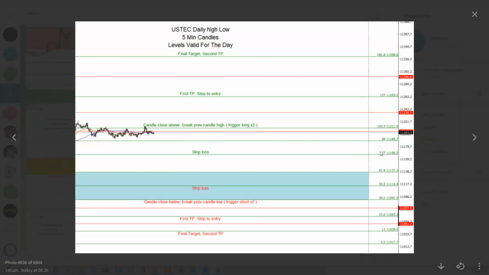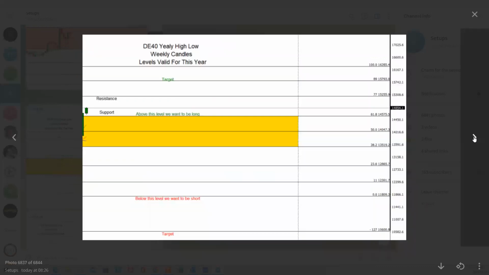On the USD daily high low, currently between levels of 89 and 100. If you look at the moving averages, 21 is slightly above 8. That's indicating trend is down. So with that candle close below 38.2, break previous candle low is completely valid trigger to aim for the 23.6 first TP, 11 second TP, and stop loss being at the 50. Remember, guys, same rules apply with the red lines.